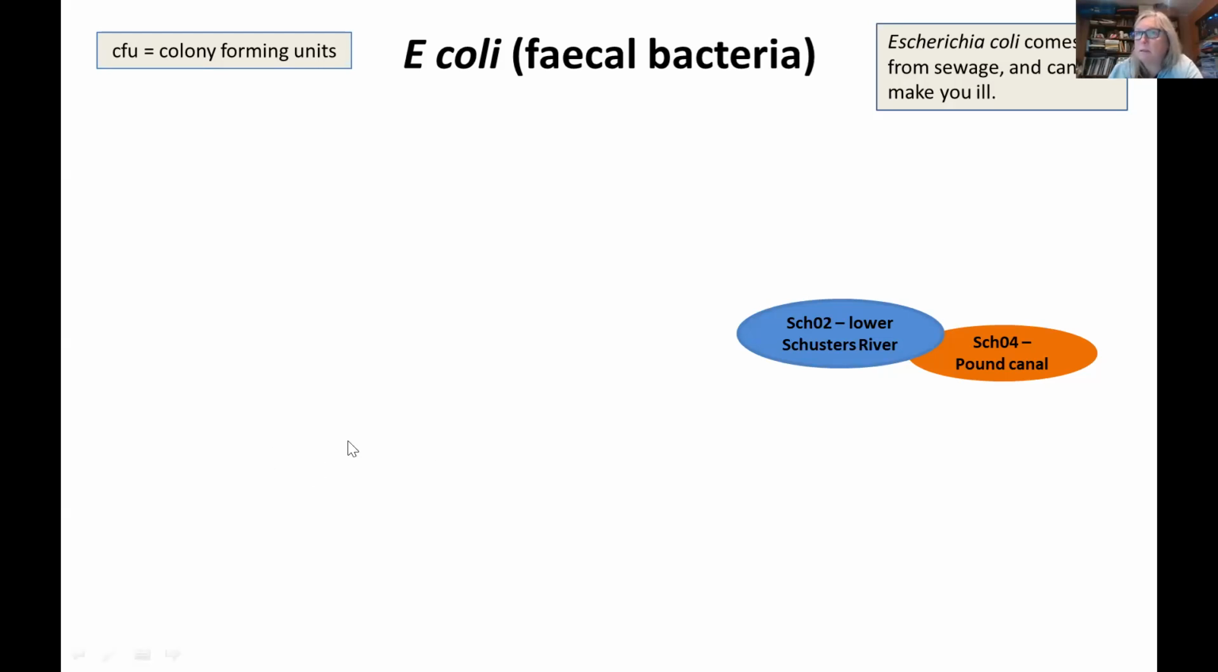So, I mean, the water that we swim in all the time, the sea, rivers, there's always a background level of E. coli, and it can be up to 100 bacteria in 100 milliliters, which is how we measure it, and it won't make you ill.